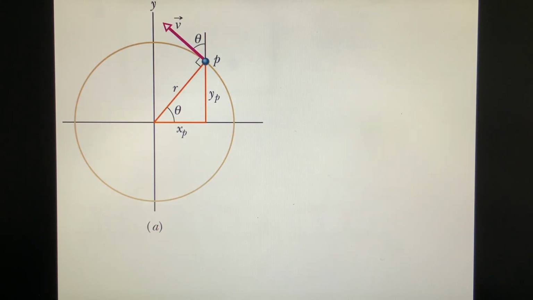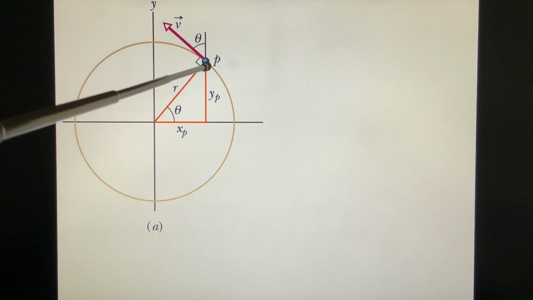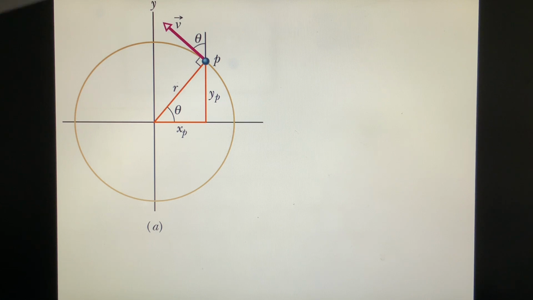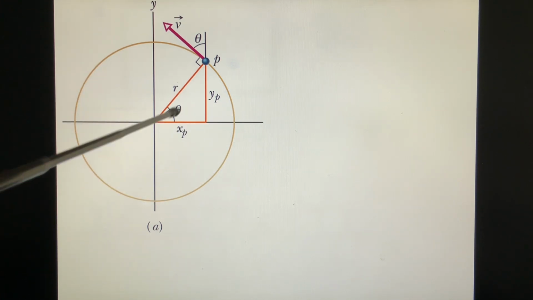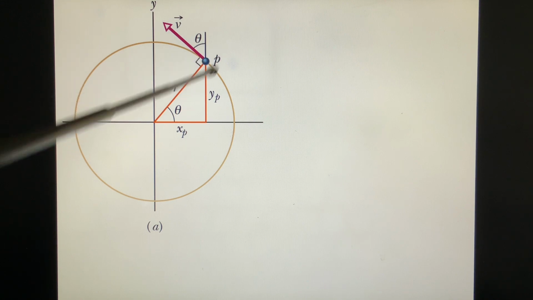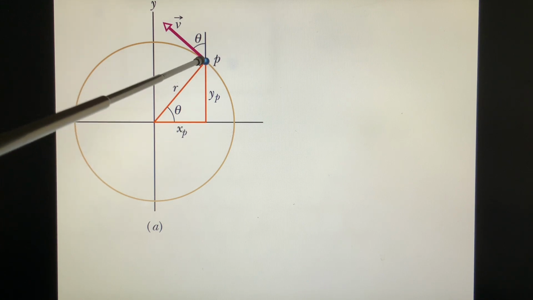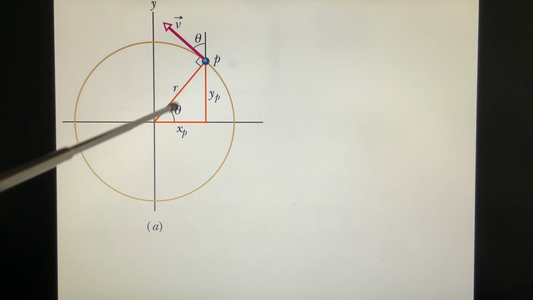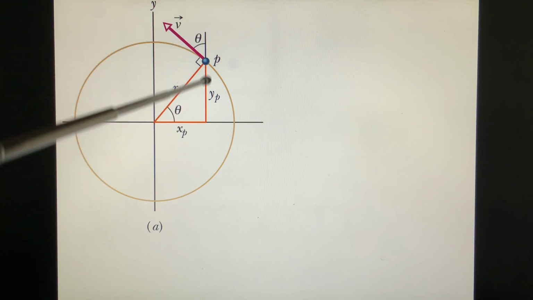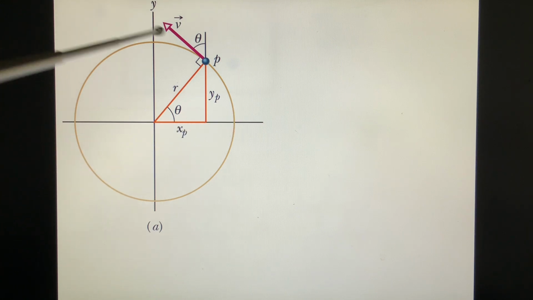Now, let's prove it. First, let's see the situation. This is the point. This is a vector v along the tangent, perpendicular to r. It's at location xp, yp on the x-y axes. This is r. This is theta, and this is theta. Why? This line is perpendicular to this line, and this line is perpendicular to this line. So they are the same.